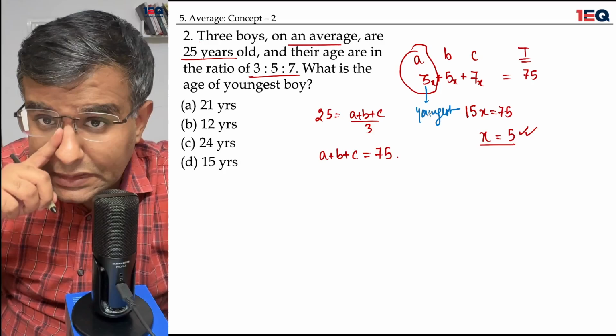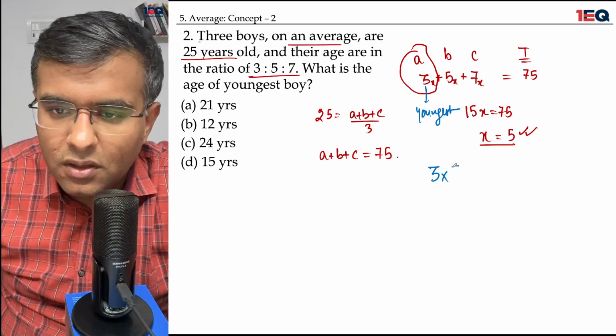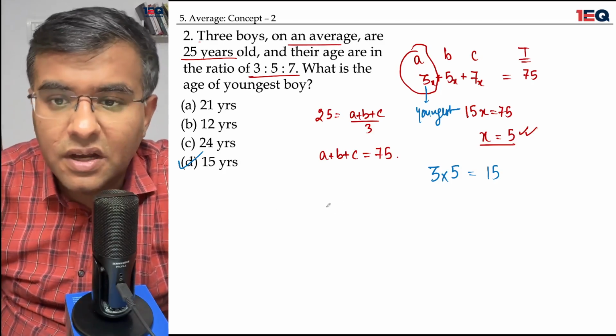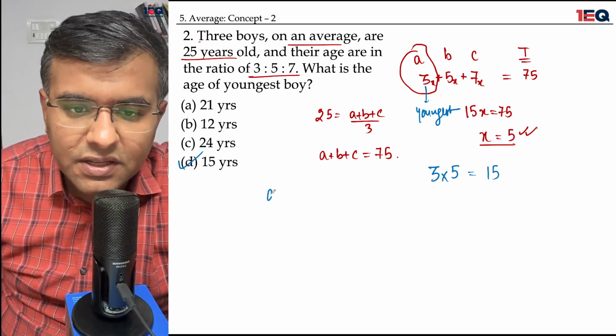I'll quickly use the value of x is equal to 5 and multiply it by 3. 3 into 5 is equal to 15, and 15 years old is my answer, which is the age of the youngest boy.